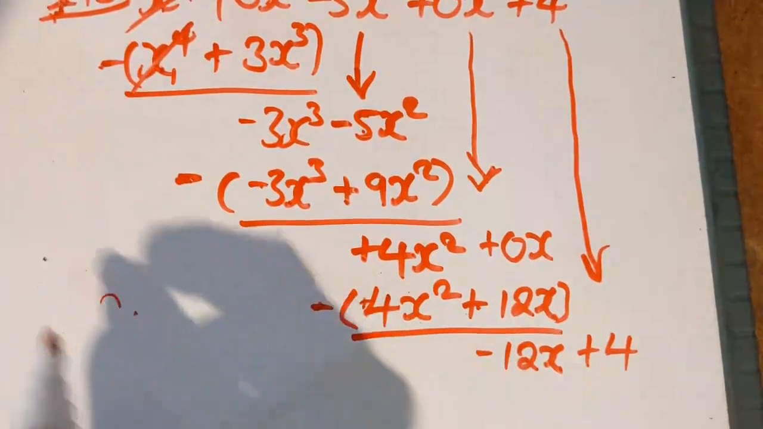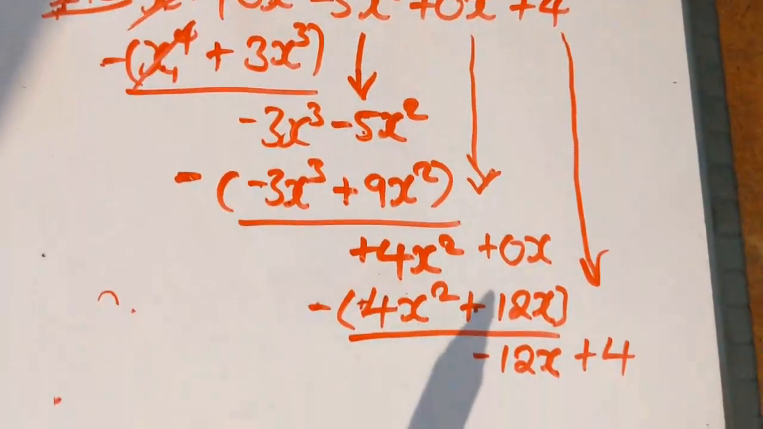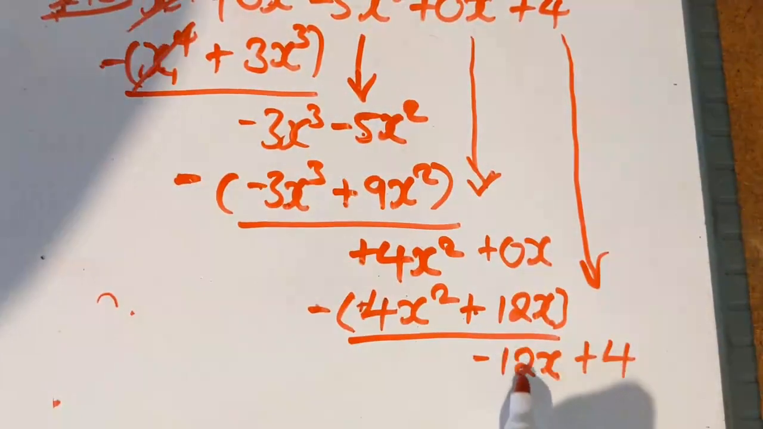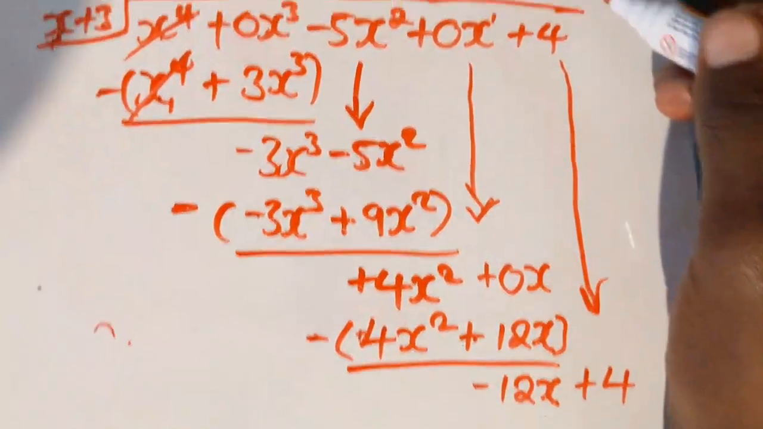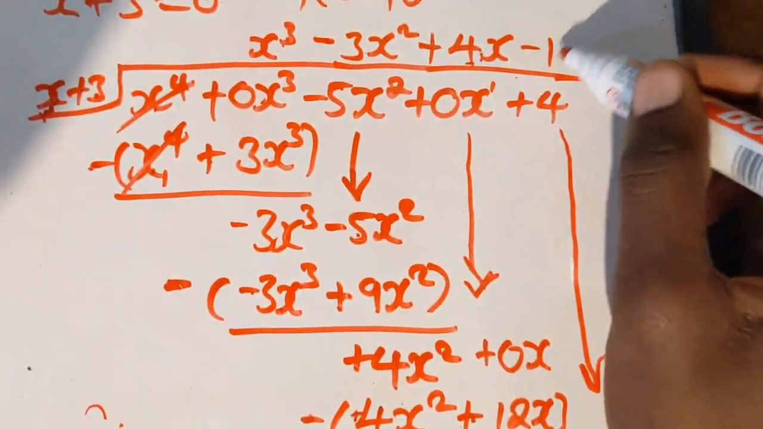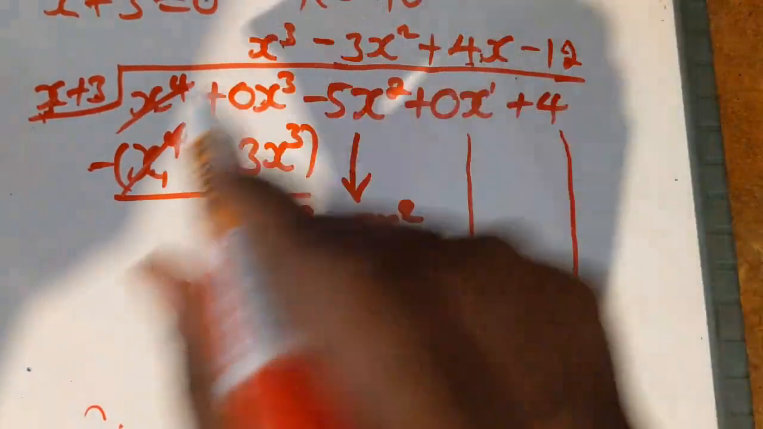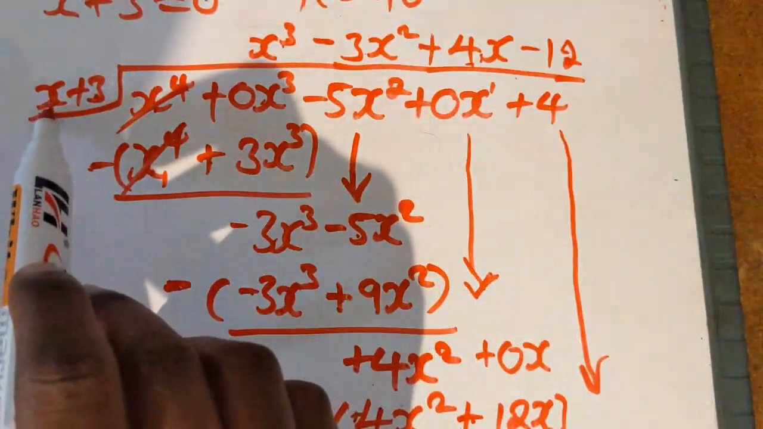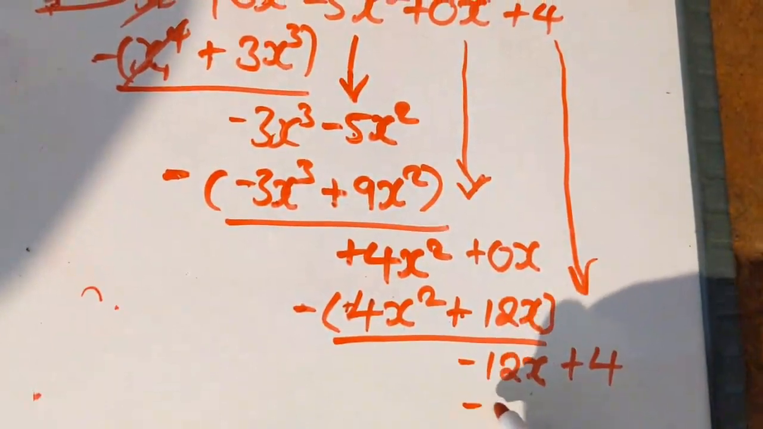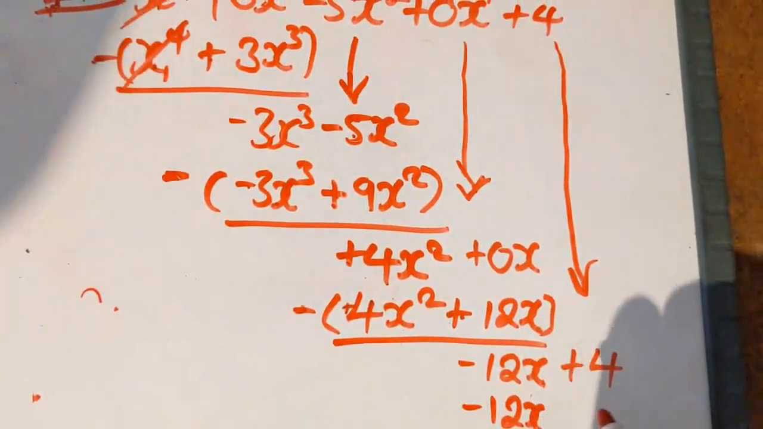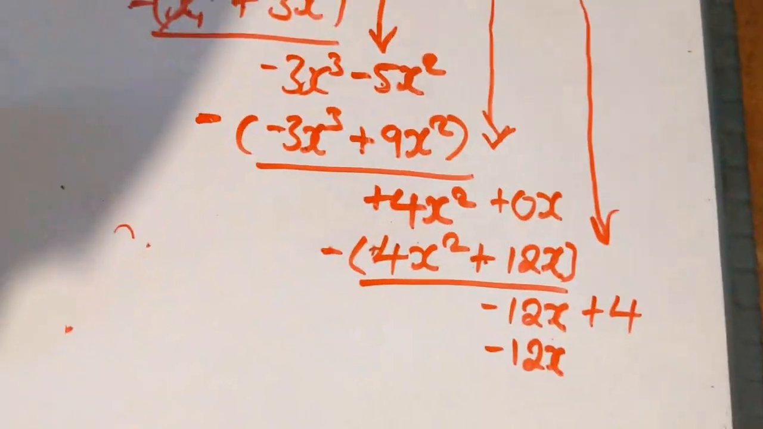So we are going to say x. We are dividing x into this. So we are going to say x into 12x. So we are going to have negative 12. So up here we have negative 12. Okay, negative 12 multiplied by what? By x. So it is going to give us negative 12x. Down here negative 12x, like that.